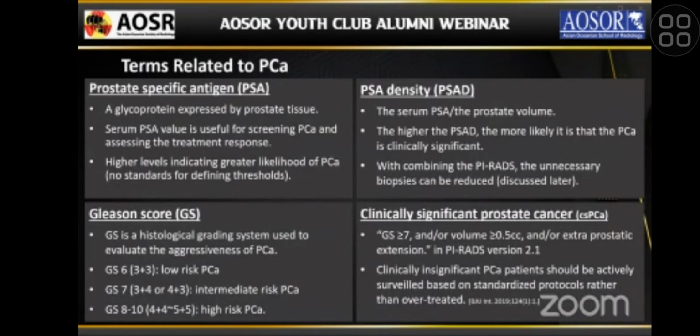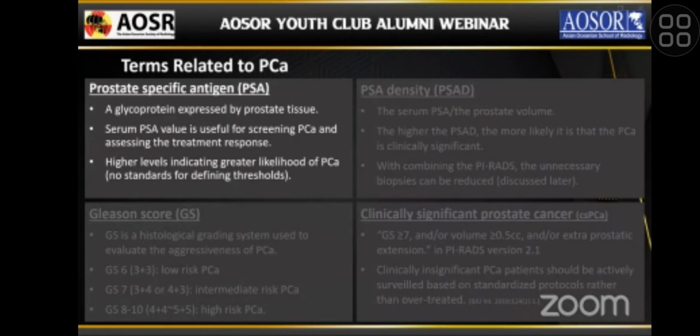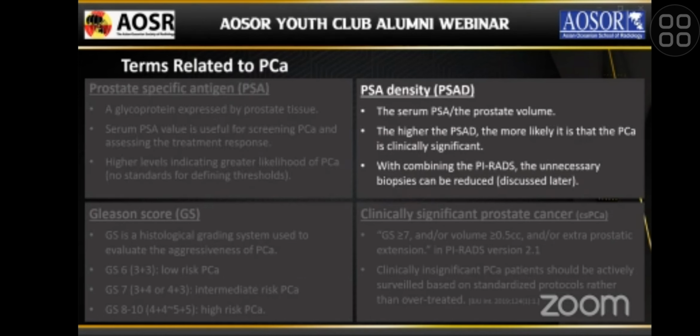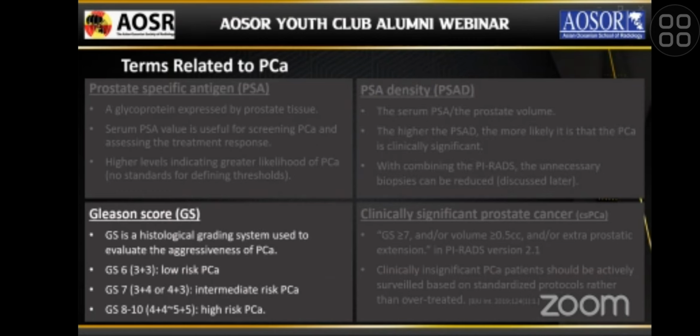Let's review some key terms related to prostate cancer. PSA is a glycoprotein produced by prostate tissue, useful for screening and assessing treatment response for prostate cancer. PSA density is the ratio of serum PSA to prostate volume. Higher values of PSA density suggest clinically significant cancer. The Gleason score is a histological grading system used to evaluate cancer aggressiveness, ranging from low risk to high risk.